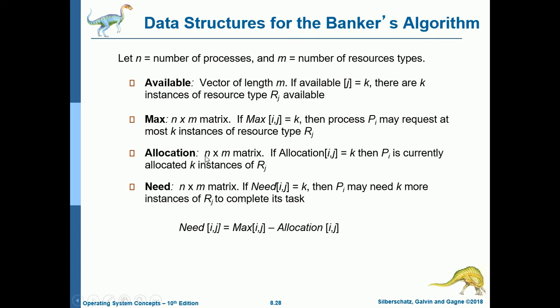Next is Allocation. It's also an n by m matrix. If Allocation[i][j] is equal to k, then P sub i is currently allocated k instances of R sub j. And then Need, an n by m matrix also. If Need[i][j] is equal to k, then P sub i may need k more instances of R sub j to complete its task. So the formula to get the Need matrix is Need equals Max minus Allocation.